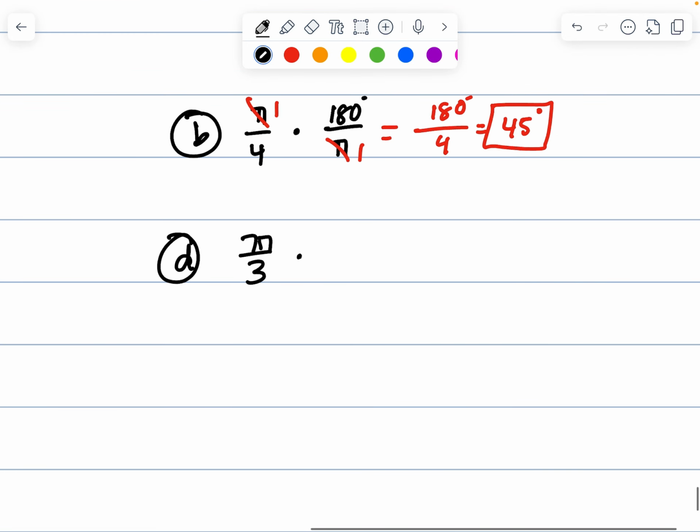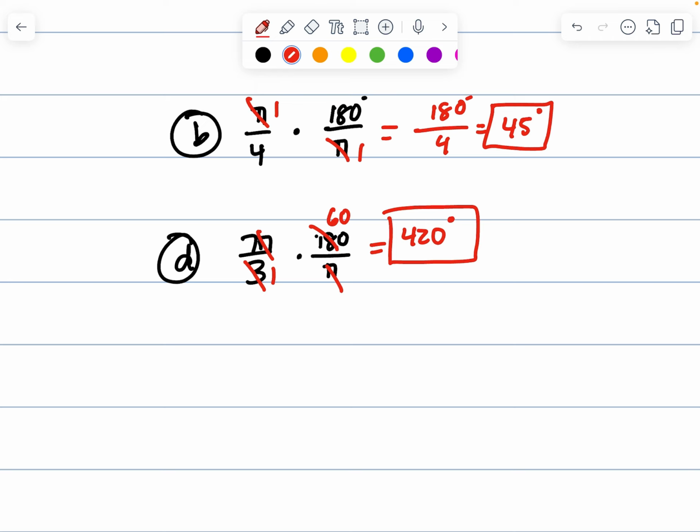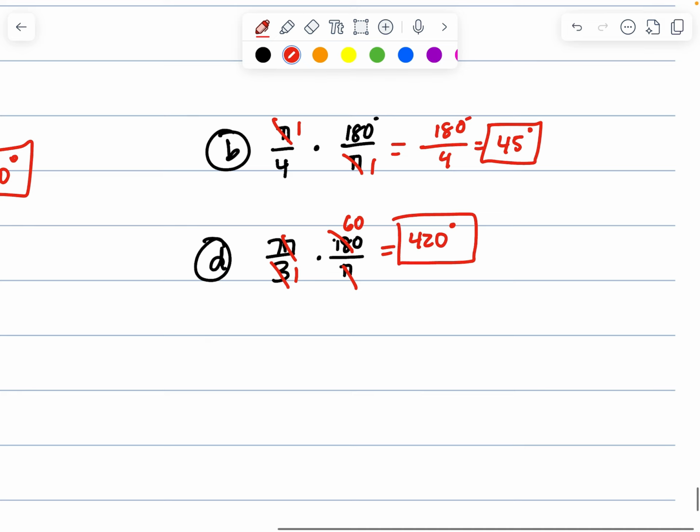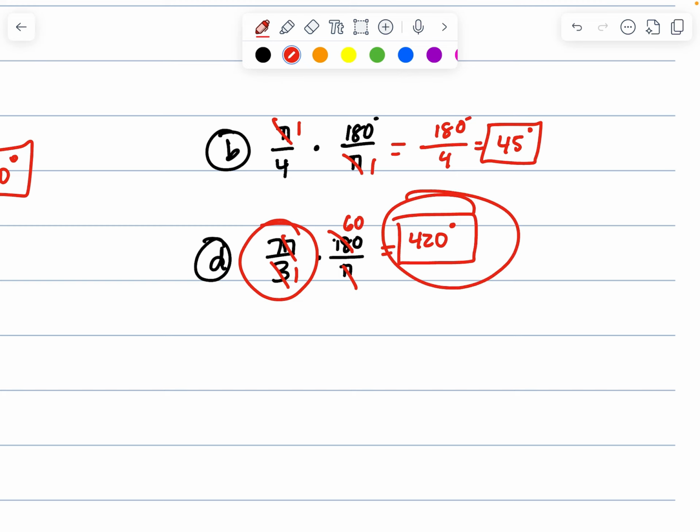We're still going to be using times 180 degrees over pi. Pi's cancel out. Let's do that in red. And then we end up with, well, 3 goes into 18 6 times. So this becomes a 60. This becomes a 1. 7 times 6 is 42. Add 0. 420 degrees over 1, or just 420. Okay? And you could repeat this process over and over. All this means is we had more than one full rotation, so we're going to have more than one full rotation in degrees as well.